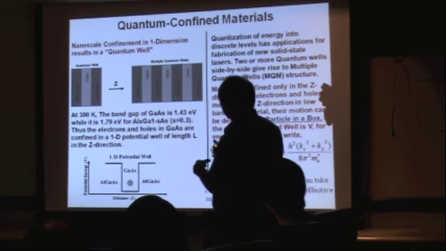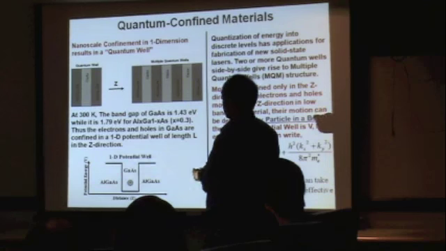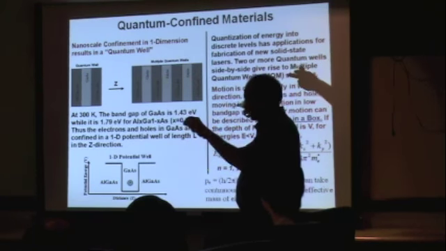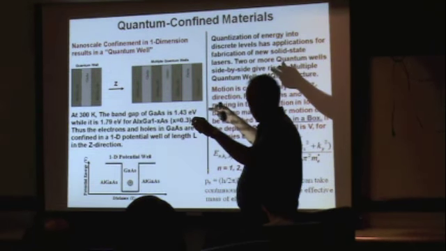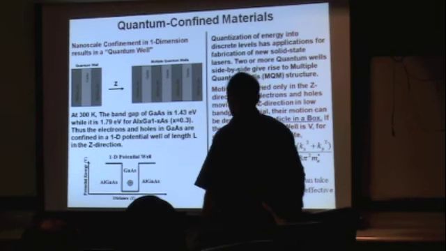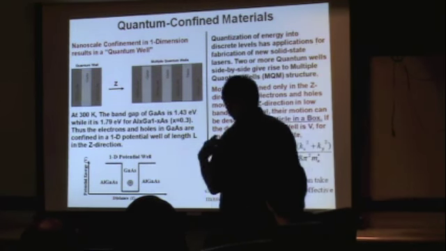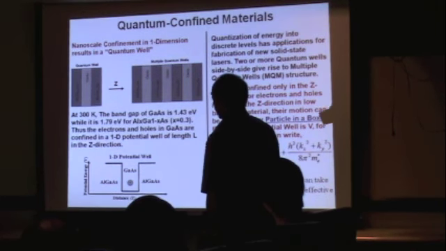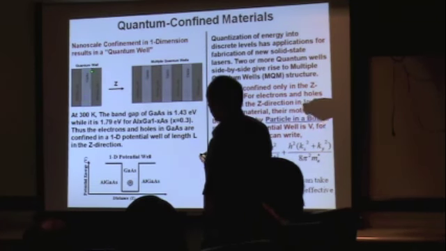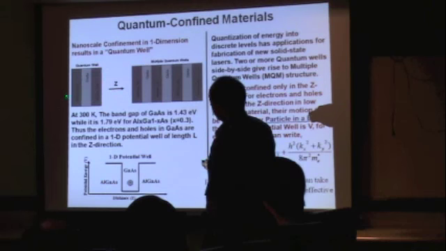This nanoscale confinement in one dimension is also called a quantum well, because the well is only in one direction. The electrons are confined only in, say, the z direction, not in the xy direction. And you can build this quantum well in a very easy way, and let's see how this is done. What people do is they take alternating slices of different semiconducting materials. So here, for example, I have gallium arsenide surrounded by aluminum gallium arsenide.